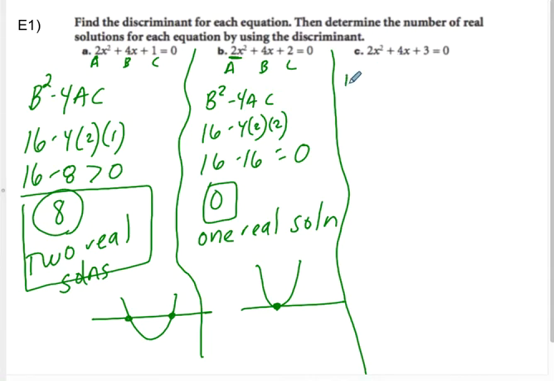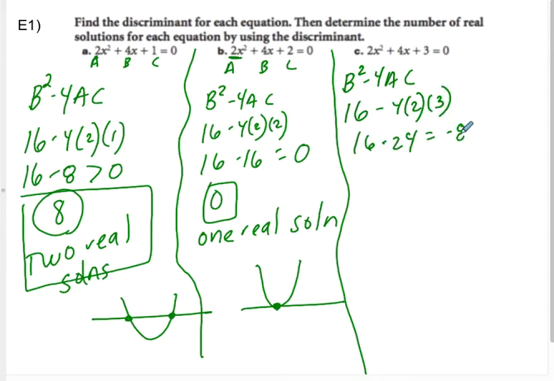And on the last one, we can kind of make an educated guess that this is going to be the one where I get no real answers. All right, so my b squared is 4 squared, so 16 minus 4 times 2 times 3. Well, that's going to be 16 minus 24, which is definitely a negative 8. That's less than 0. So since it's a negative 8, there are no real solutions.